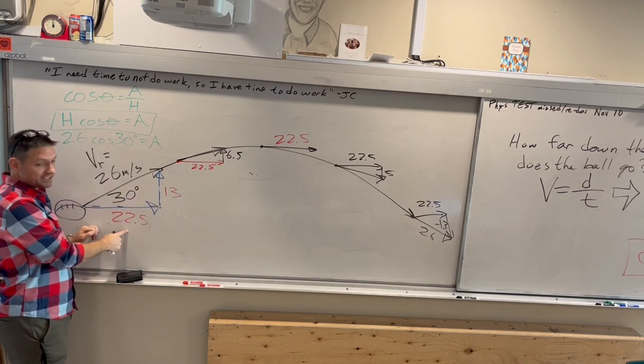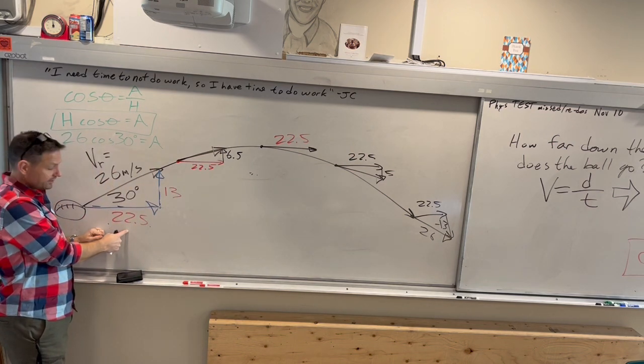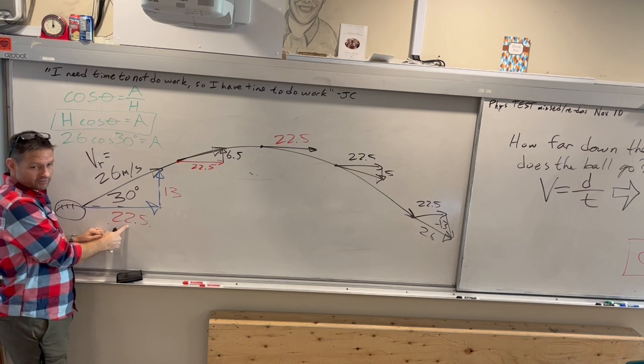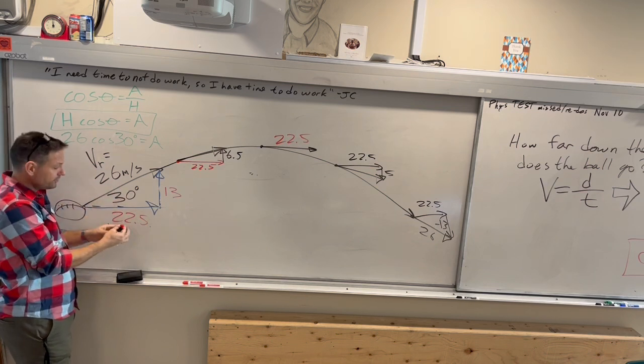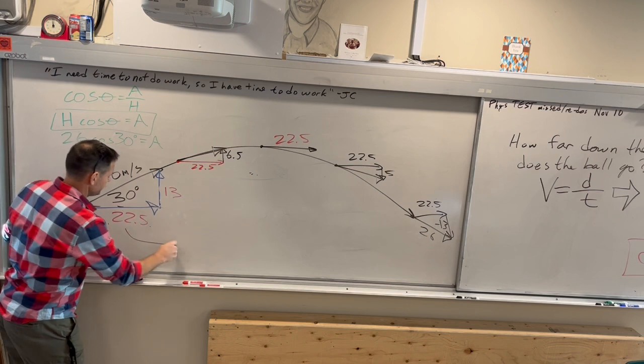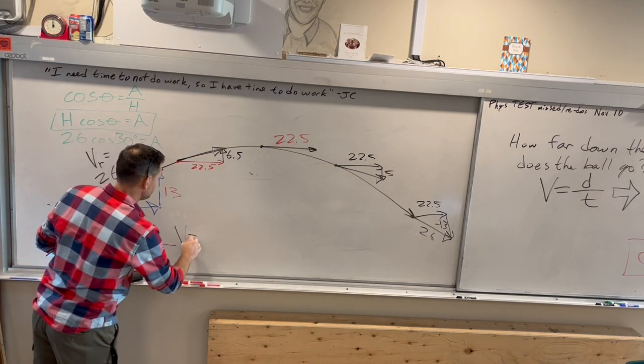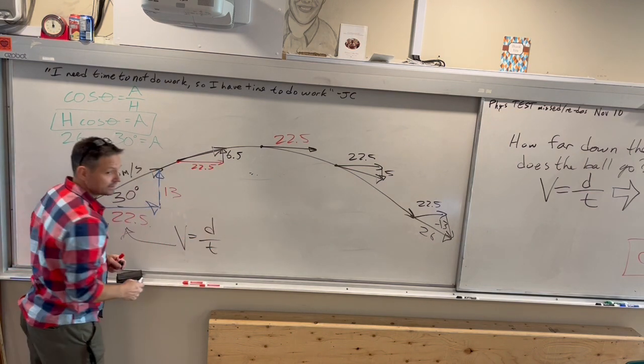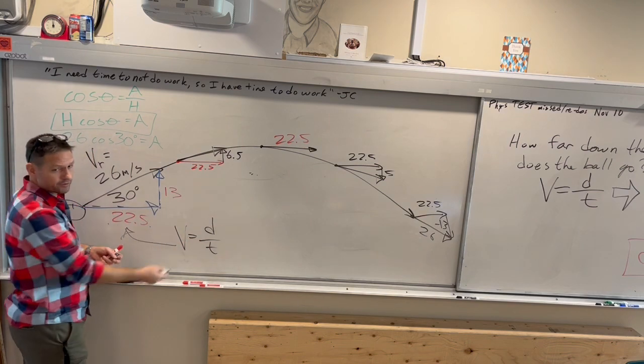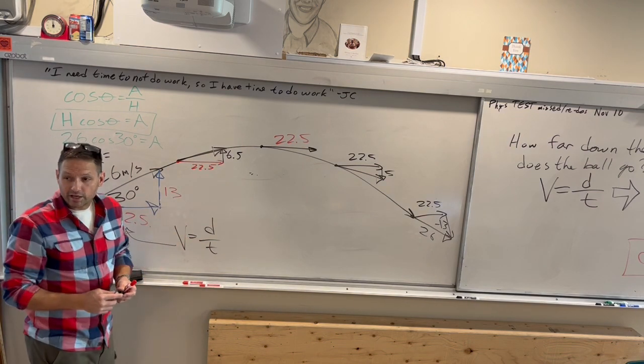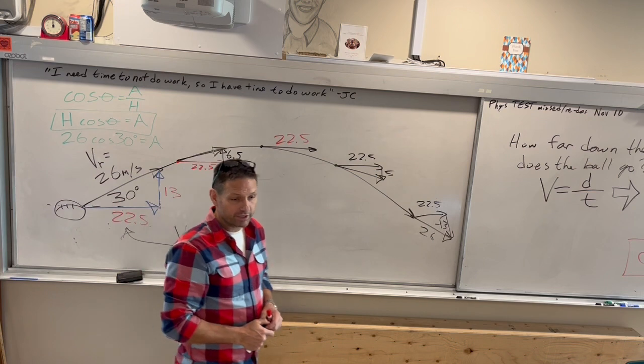This part is even easier because this is not changing at all. So you don't even need the big 3. All you need for this is just V equals D over T, right? So maybe use that to solve for time, or maybe use it to solve for displacement. It depends on the kind of problem I give you.